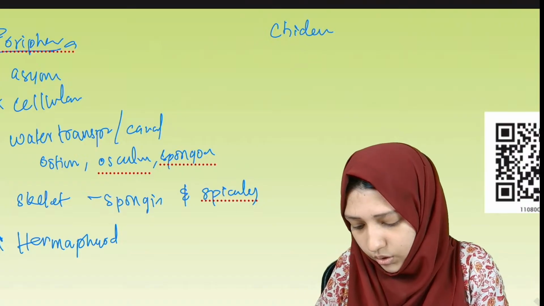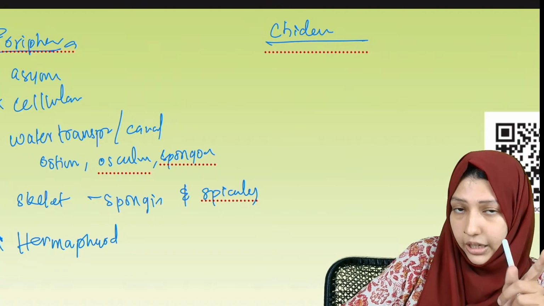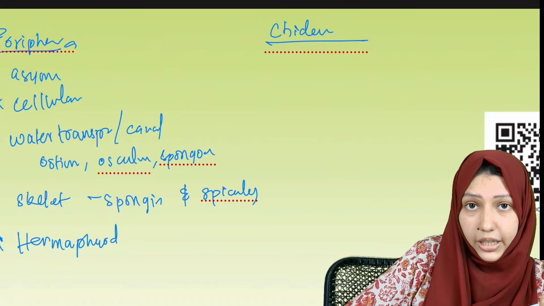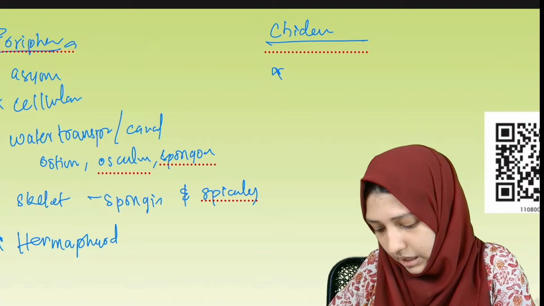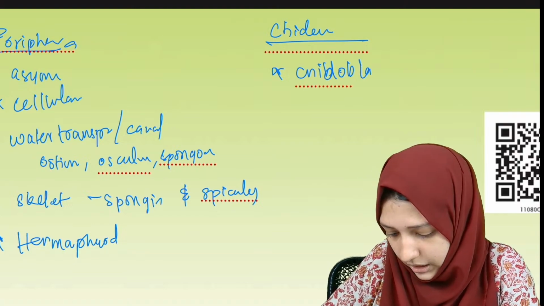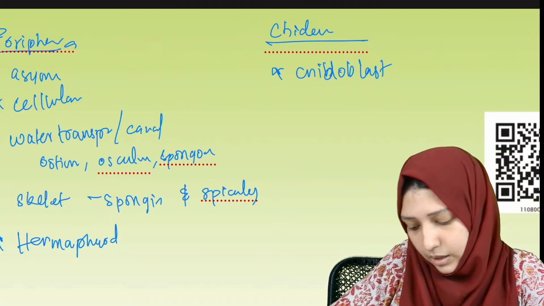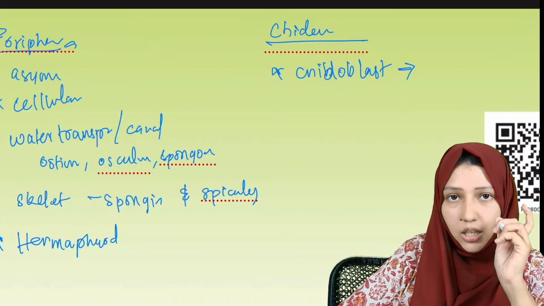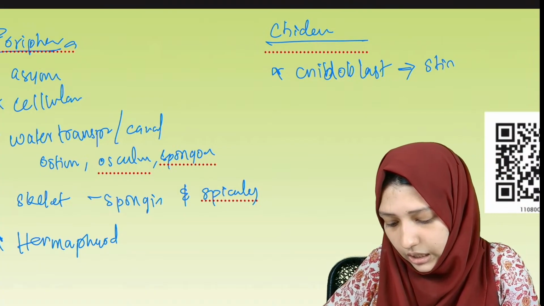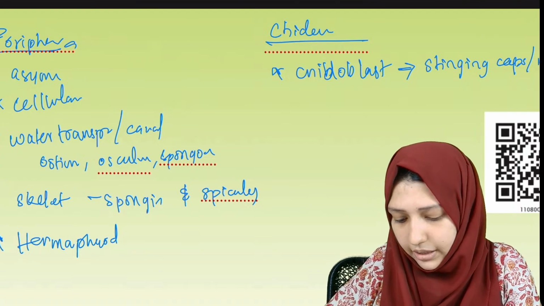Cnidaria, which is also known as Cnidaria, and how did the name Cnidaria come? Cnidaria was from the name Cnidoblast, from the specialized cells. What were the specialized cells? Cnidoblast or cnidocytes. Okay. What was the speciality? They were having a structure known as stinging capsule. What is that? Stinging capsule or nematocyte.